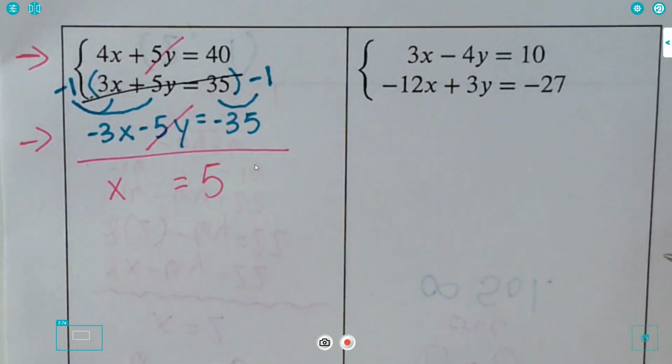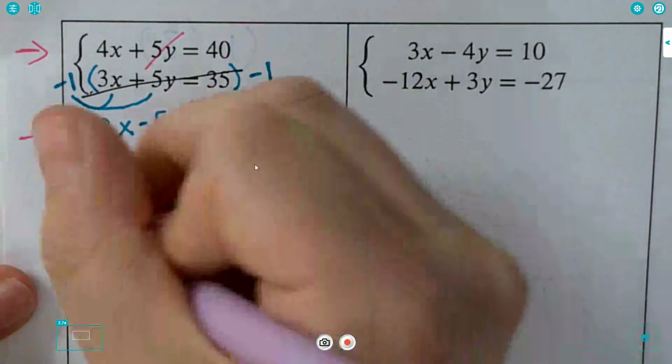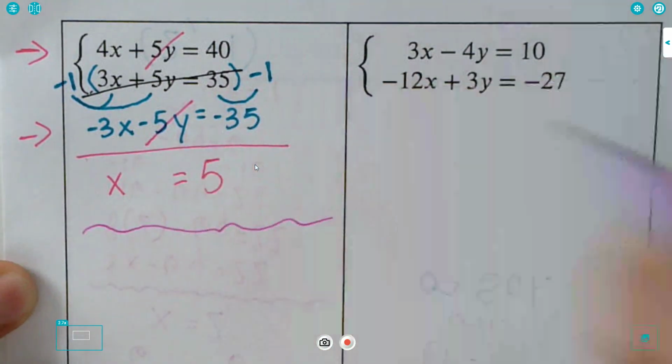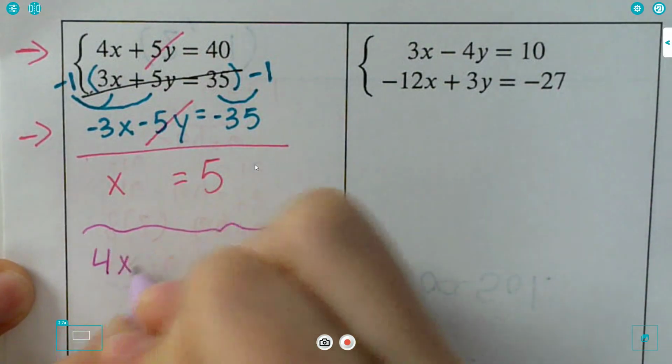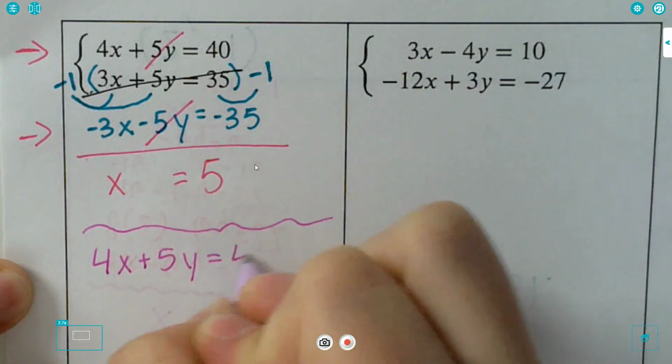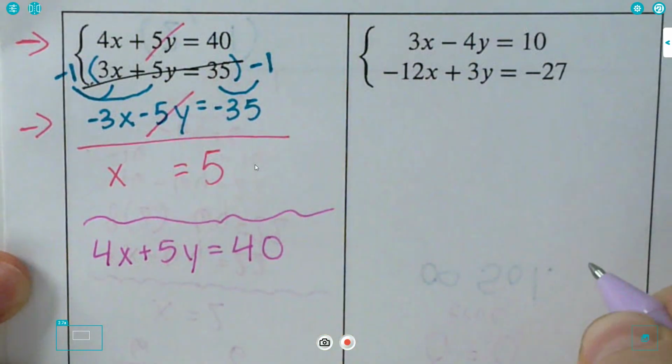All right, we still need to solve for y. So we go back, we take either of our original equations. So I always do the top one. You could do the second one. So 4x plus 5y equals 40. Where can I plug in that 5?